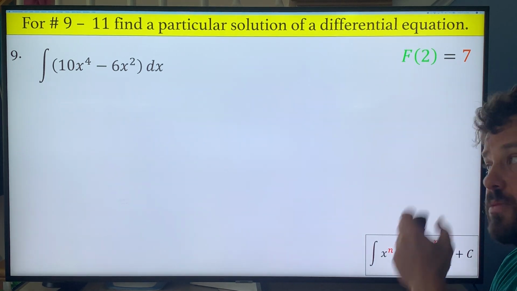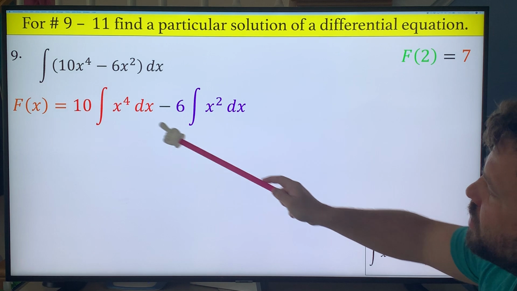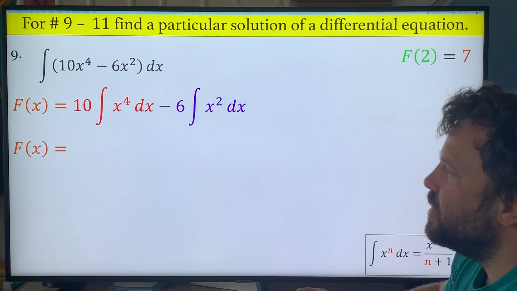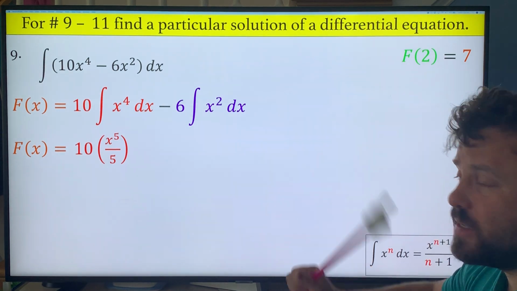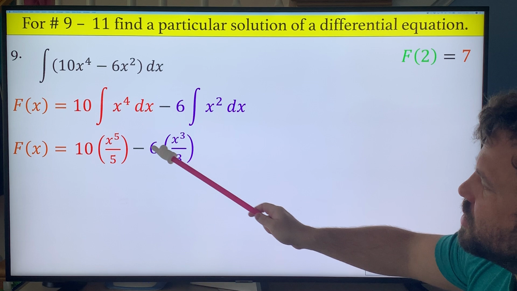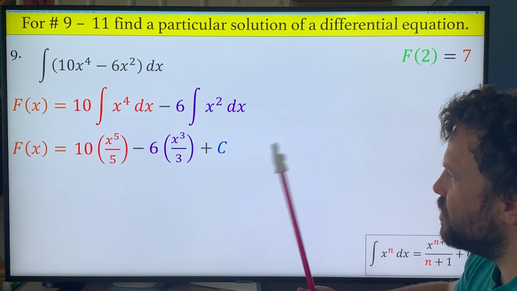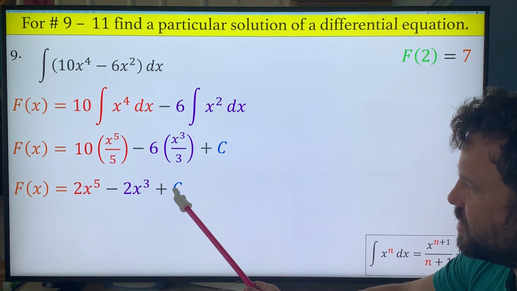First step, once again, is to integrate. Pull out the 10, x to the 4th, 6x squared. Then you add 1s. 10 times x to the 5th over 5 minus 6x to the 3rd over 3. 10 divided by 5 is 2. 6 divided by 3 is 2. So plus c. So you got 2x to the 5th minus 2x to the 3rd plus c.